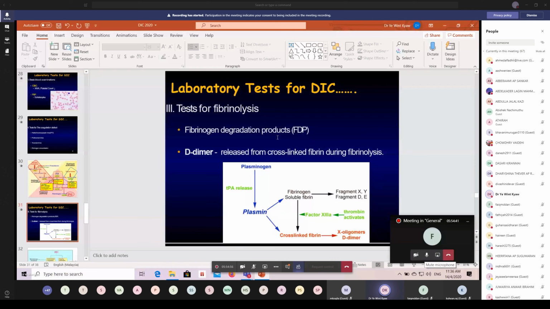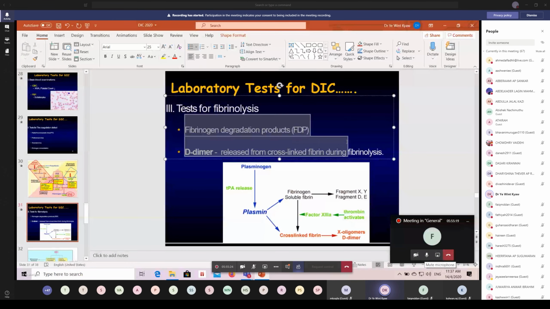Otherwise, you will be confused. If you write D-dimer positive in ITP, it is totally wrong. If you write factor assay in DIC, that is wrong also. Factor assay is not too important. I mean, we can still give marks, but it is not specific. You should not forget these two. Must not forget. These two are important.